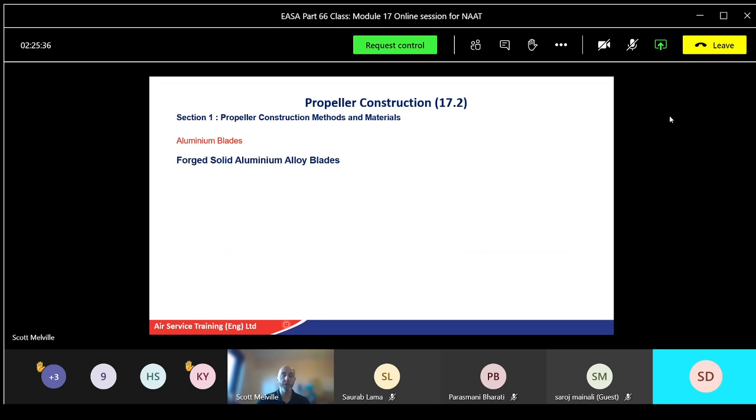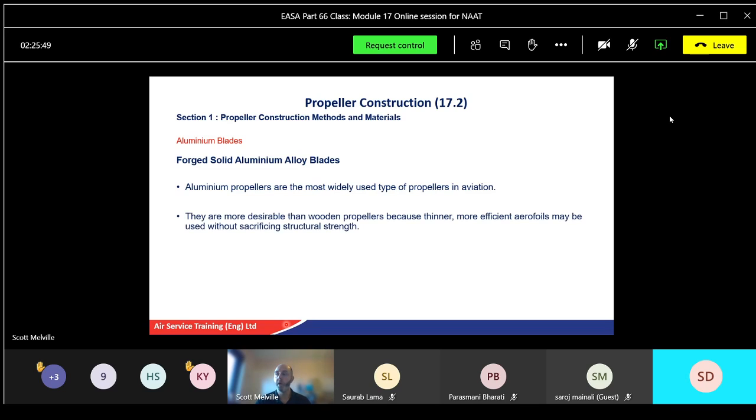Aluminium blades, your forged solid aluminium alloy blades, are the most widely used ones nowadays in propeller aviation. Easy to manufacture and potentially easy to repair as well, and a lot cheaper compared to steel. More desirable than wood because they're thinner, more efficient airfoils, and used without sacrificing structural strength.